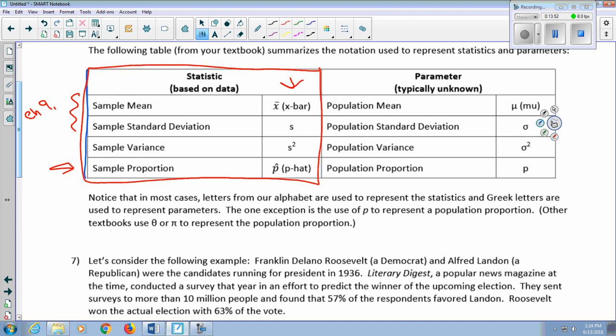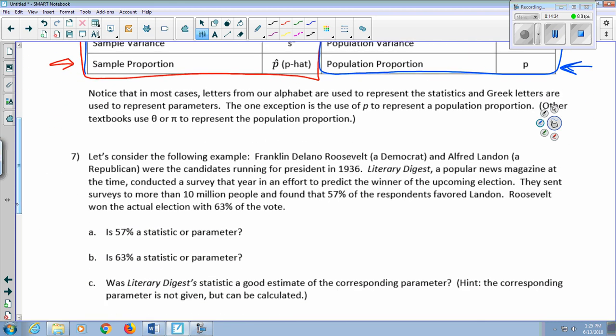On the other side of the table, over here, we have our parameters. This is about the population. Our population mean is mu. Population standard deviation is sigma. Population variance is sigma squared, and population proportion is P. So again, this is what we're talking about in chapter 7. Notice that these are all Greek letters used to represent them. P is the only parameter that's just the standard alphabet.